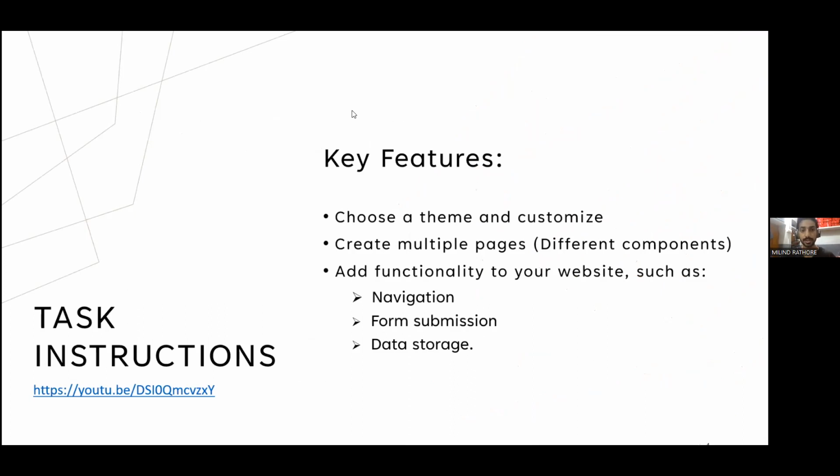The key features used in the building process of the website using the Adalo app are: first, choose a theme and customize it via our library. Create multiple web pages with different components like buttons, text, forms, lists, and some graphs to show the visual representation of stock data. And the last point is adding functionality to our website, such as a navigation bar used to navigate among tabs, form submission for authentication layout, and data storage for managing the data.